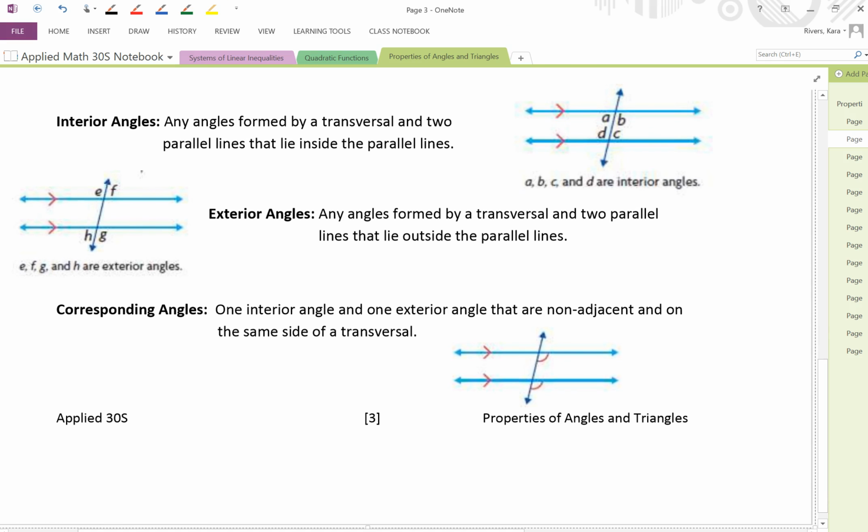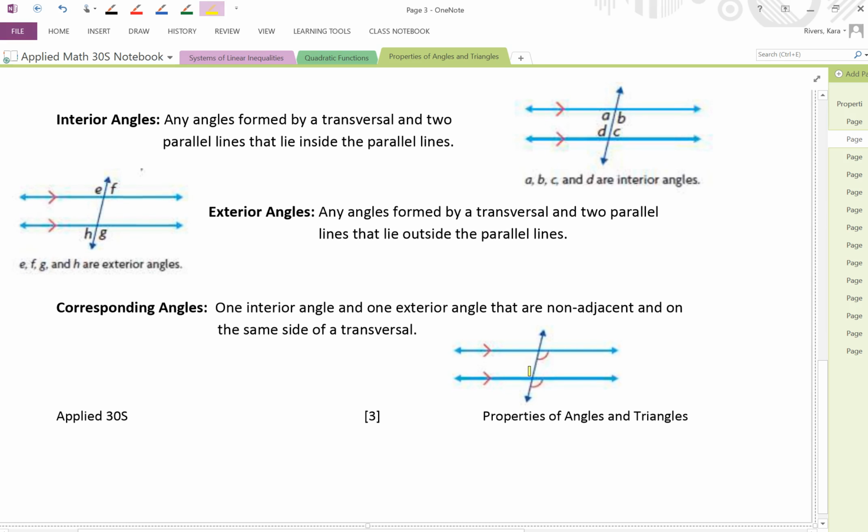And then corresponding angles are sitting in the same spot. So one interior angle and one exterior angle are non-adjacent and on the same side of the transversal. So I always like to think of, if I were to take this line and this piece and lift it up and put it over this line and this piece, this angle should be sitting in the exact same spot. So they're corresponding or matching. Okay. Let's take a look at the next page here.